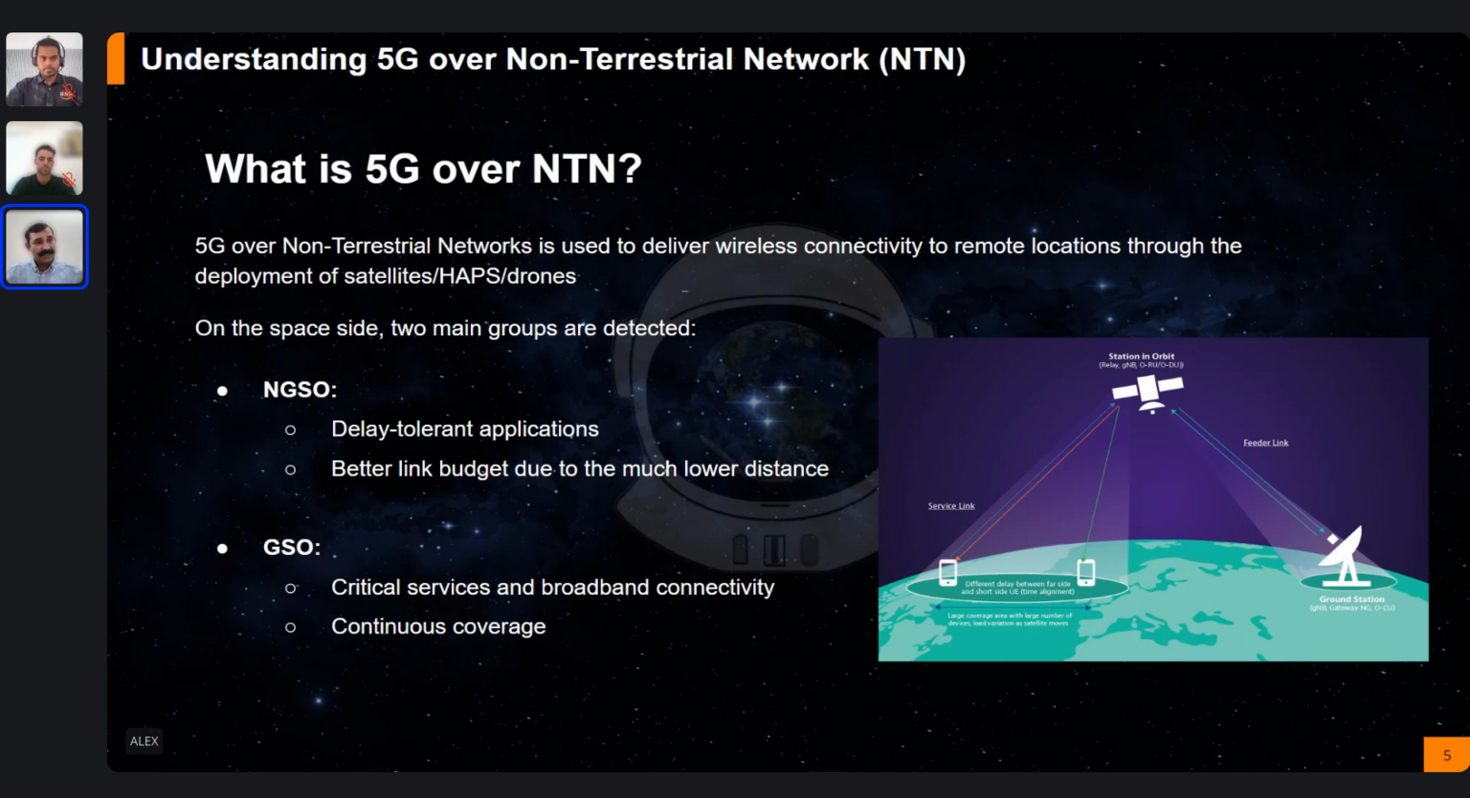If we talk about the GSO, geostationary satellite orbits, we are talking about critical services and broadband connectivity, where we require continuous coverage. For example, mission critical and broadband, and other use cases can be served efficiently with the GSO satellites.